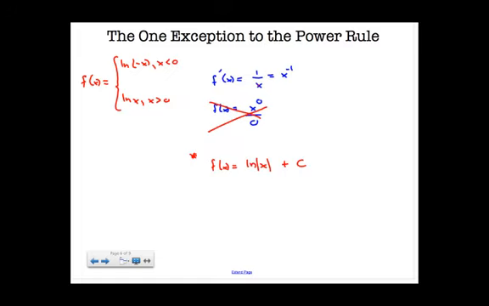Okay, so what are the derivatives then of those two pieces? They better be the same thing, right? They better be both 1 over x. Well, we know the first part's 1 over x. We've been doing that all fall. What about the second part?